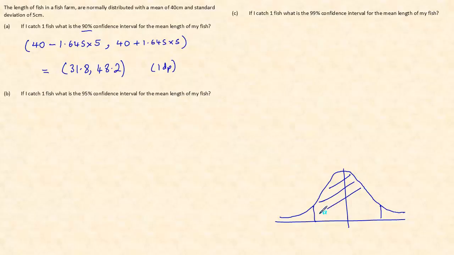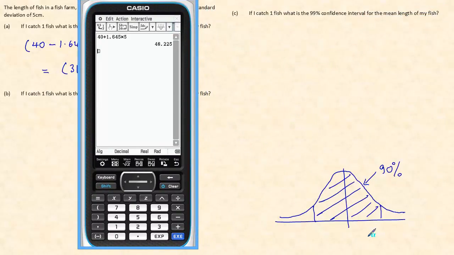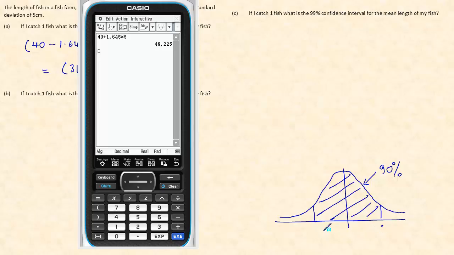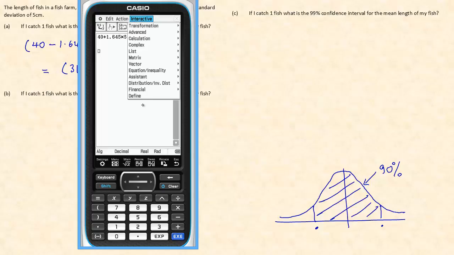Now the question is, where does this 1.645 come from? Well, if we look at a normal distribution and we want to have 90% in this region, if we look for the values here and here, so on the calculator we can do that as an inverse distribution because we know the probability but we want the values.